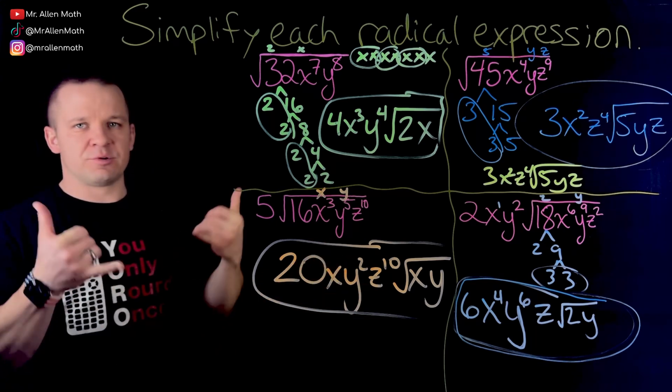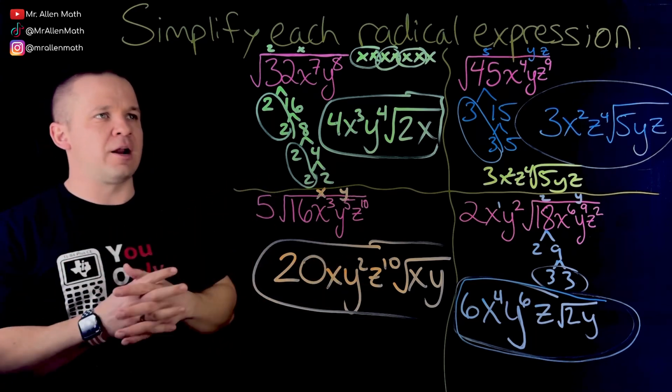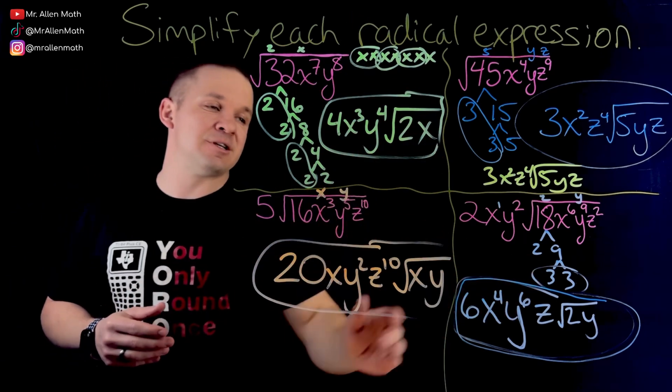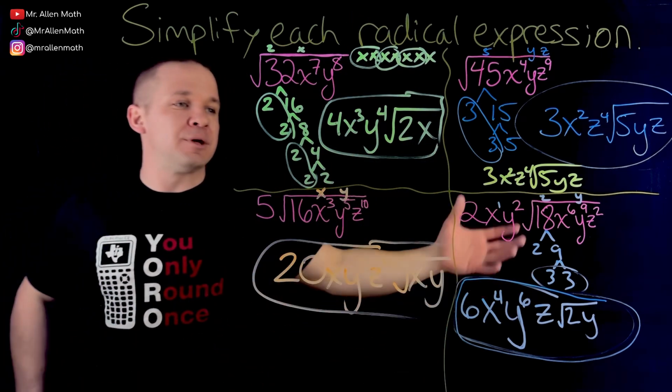Done. That's it. That was radical, bro. We got all the fun radical expressions simplified with variables just inside and some stuff outside, making it a little more complex. But that's how you deal with it.